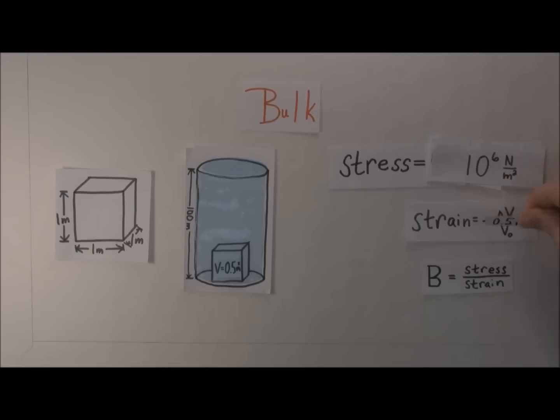Now, if the block is half its original volume at this depth, the bulk strain is the change in volume divided by the original volume, 1/2. And finally, the bulk modulus is stress over strain.